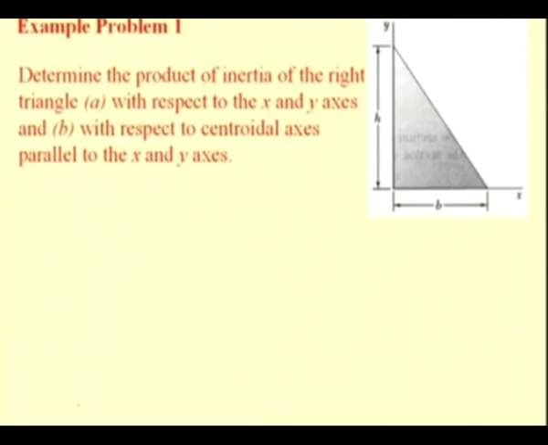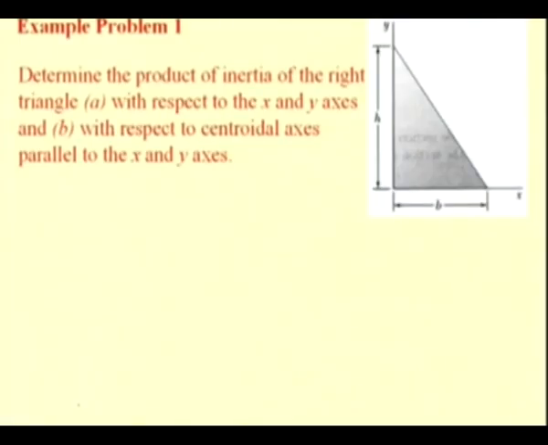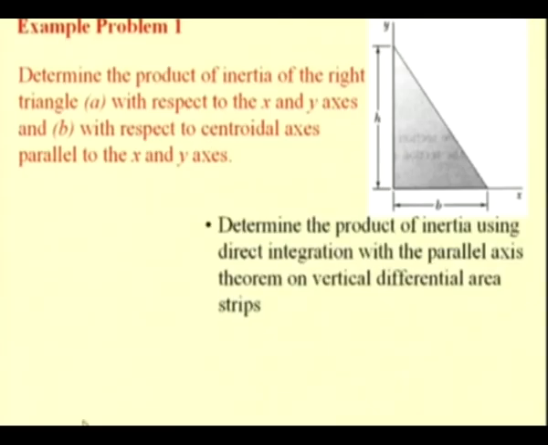So, let us take one example. Here you see a triangular lamina for which we are interested to determine the product of inertia. It is of height h and base b. We are interested to find the product of inertia with respect to the xy axis and with respect to the centroidal axis parallel to this xy axis. So, first we determine the product of inertia using direct integration, and then we use the parallel axis theorem.